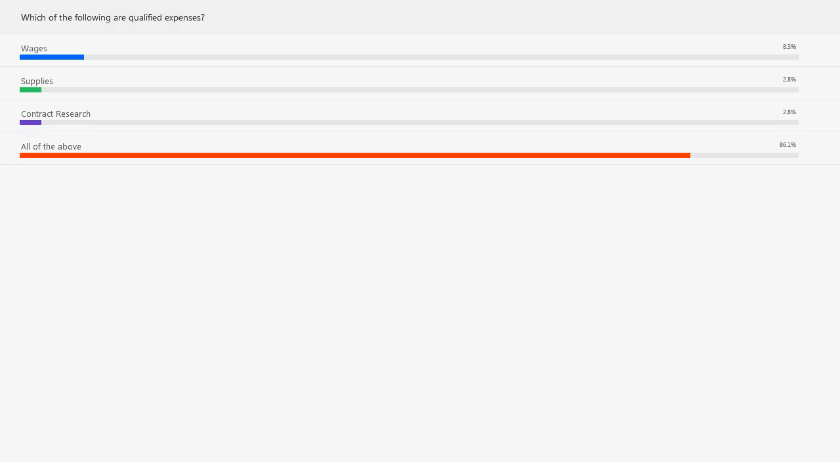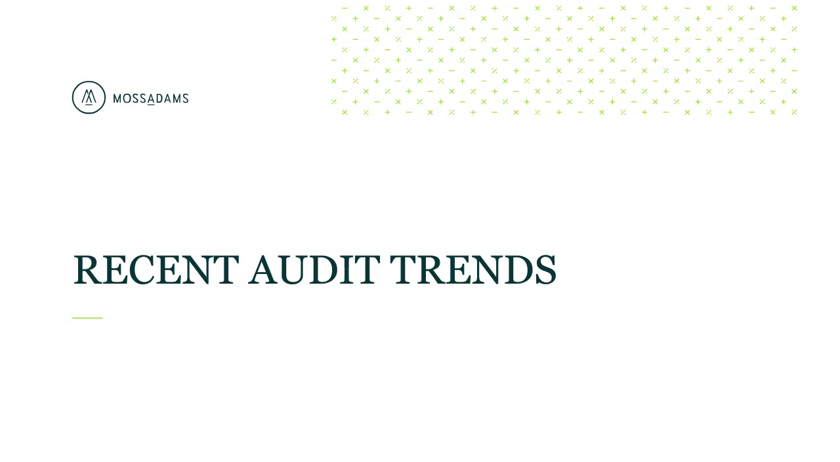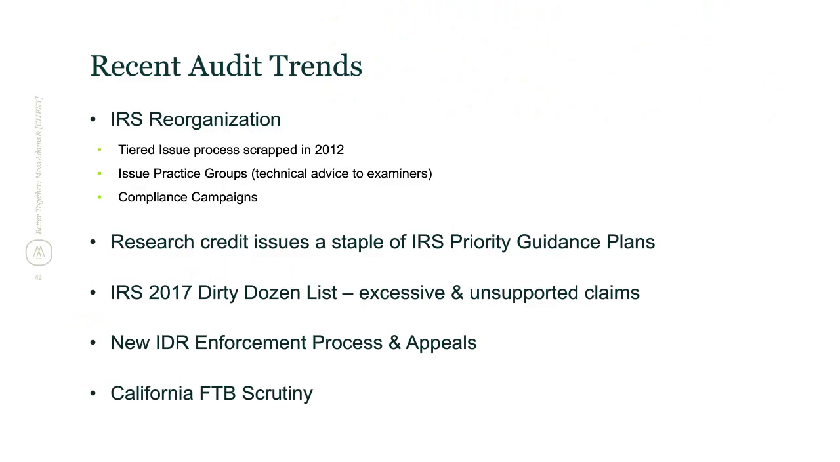All right, so I'm going to touch a little bit on recent audit trends. If you ever find yourself in a situation where your R&D credits are audited, I want to talk a little bit about what you can expect. So a little bit of background about the process here. Back in the 2007-2008 timeframe, the R&D credit was what they called a Tier 1 issue at the IRS. That meant that any company that amended their tax return to claim an R&D credit was automatically audited. And the audit process was intense.